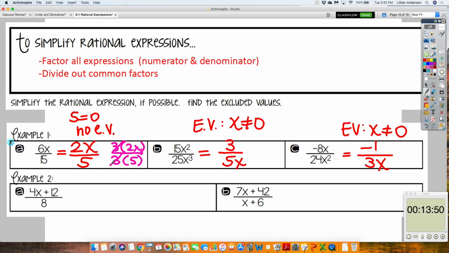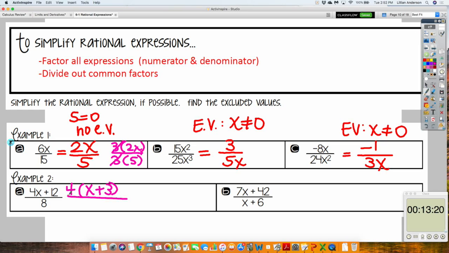Now let's look at number 2. Can I factor at the top, any? How so? I can take out a 4. That's a GCF, right? When I take out a 4 from the top, what am I left with? X plus 3. Can I factor the bottom? I could take out a 4, right? Cancel out the common factors.